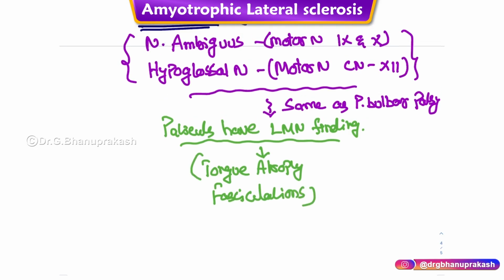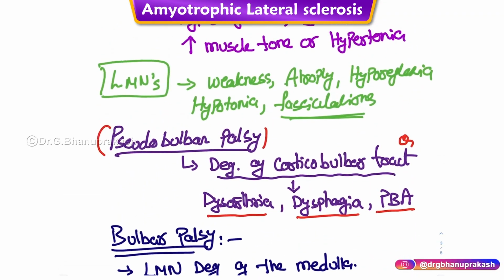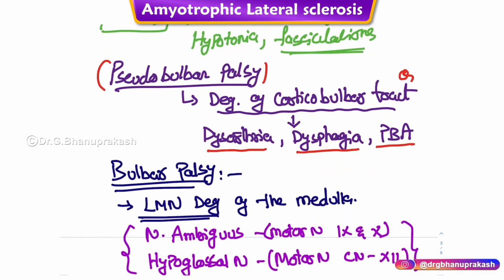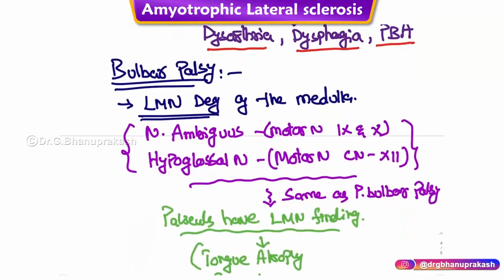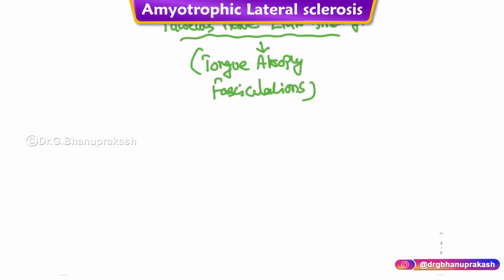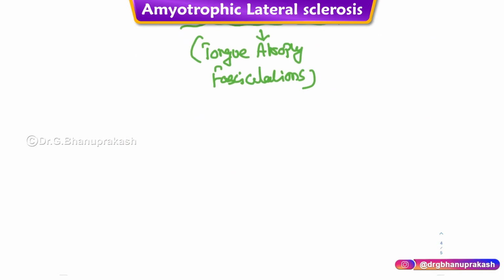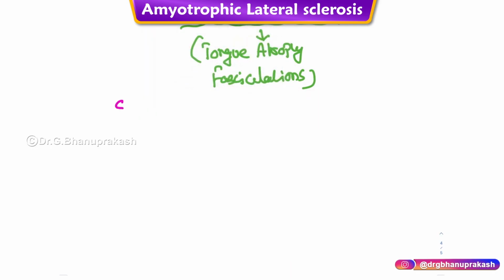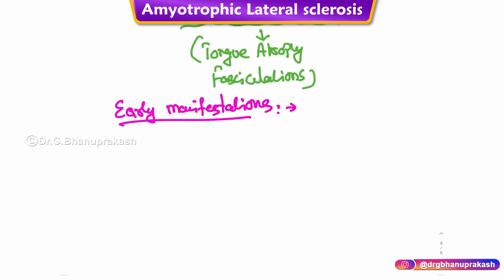Okay, guys. So we have discussed upper motor neuron manifestations and lower motor neuron manifestations. Specifically, we have discussed pseudobulbar palsy and bulbar palsy. Now, after knowing this, let us see what the earliest manifestations and what the late manifestations of this disease are. What are the early manifestations?